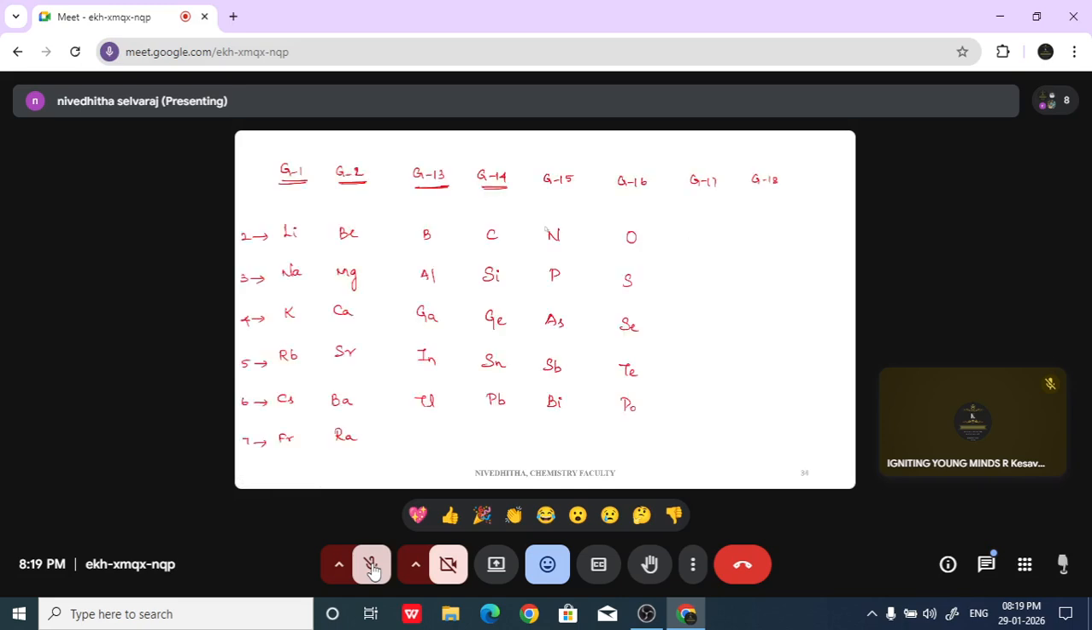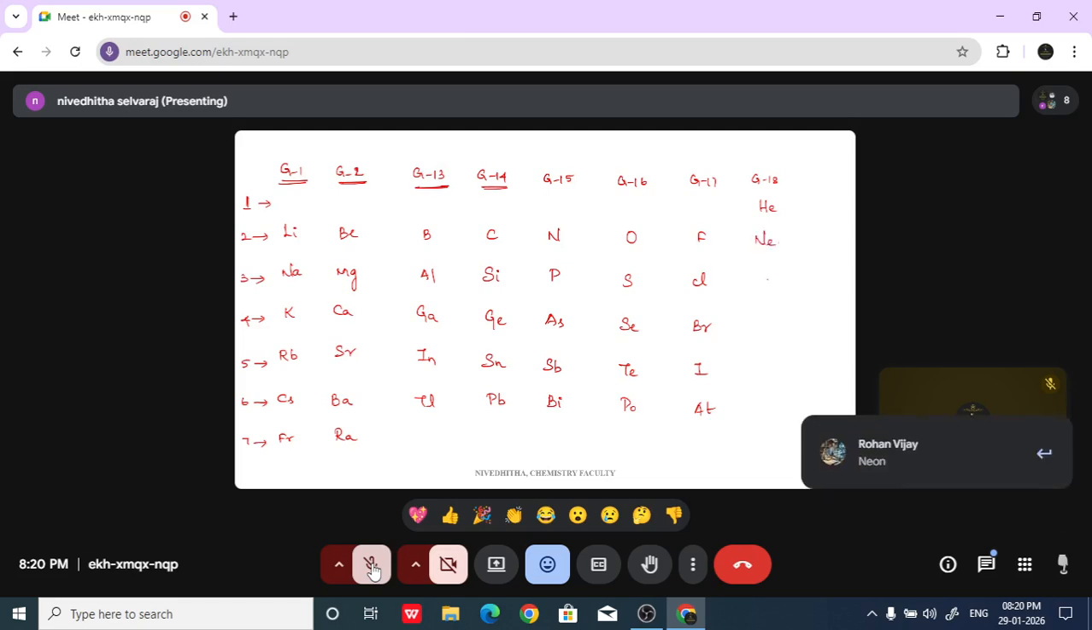17th group. Very easy. Are halogens. Fluorine, chlorine, bromine, iodine, astatine. Very easy. 18th group. The very first element is helium, which is in the first period of the periodic table. Next is, which is the 10th element in the periodic table? Neon. Very good. Next is argon, krypton, xenon, and radon. That's it.